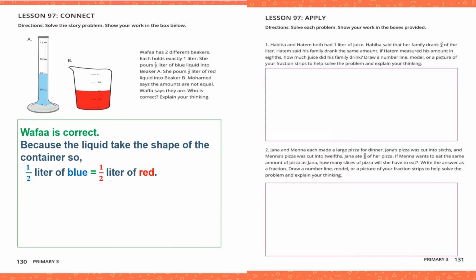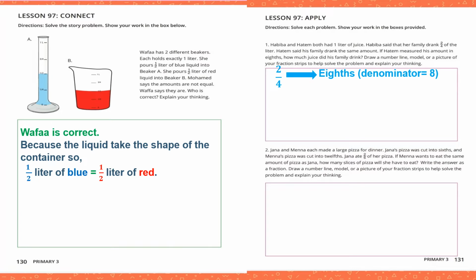The next page, number 1. Habiba and Hatim both had 1 liter of juice. Habiba said that her family drank 2/4 of the liter. Hatim said his family drank the same amount. If Hatim measured his amount in eighths, how much juice did his family drink?